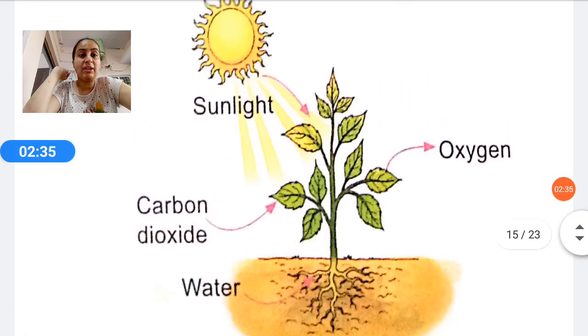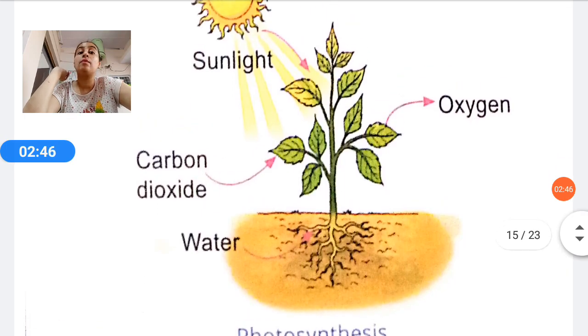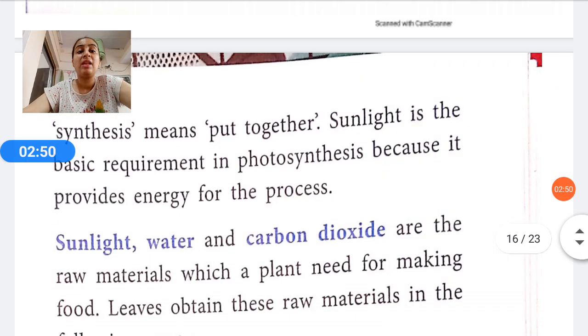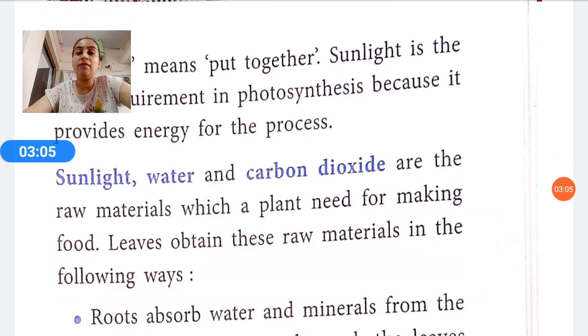You can also see the picture of photosynthesis. The plants are giving out oxygen, taking in carbon dioxide, using sunlight, and in the presence of water they are taking from the roots. So this is a very important diagram. This diagram you have to draw in your notebook. Sunlight, water and carbon dioxide are the raw materials which a plant needs for making food. So what are the three requirements? Sunlight, water and carbon dioxide are needed for the plant to make food.